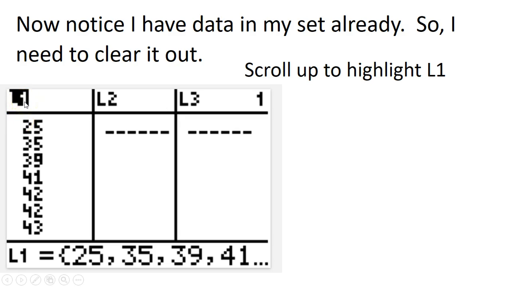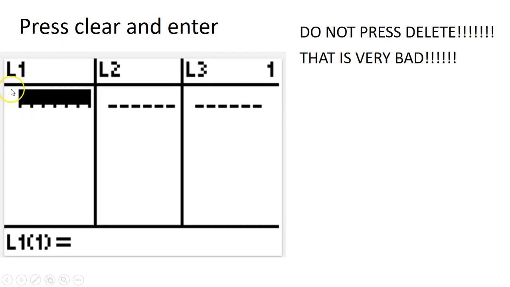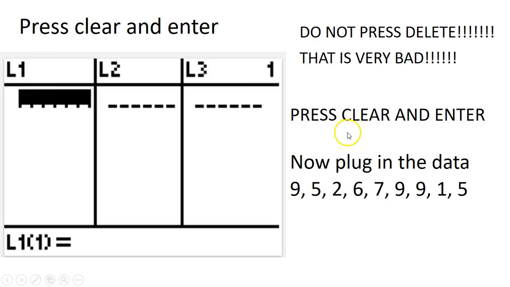Go up to L1. You highlight L1, right? Press clear and enter and it all goes away. If you press delete, that sucker's going away. Do not press delete. If you do, it deletes the whole L1. You do not have an L1 anymore. It is gone. You're going to have to somehow restore to factory settings in order to fix your issue. You clear it. You're not deleting the column, you're clearing the column, all right? Clear and enter. Now I want you to plug those values in instead into your L1.